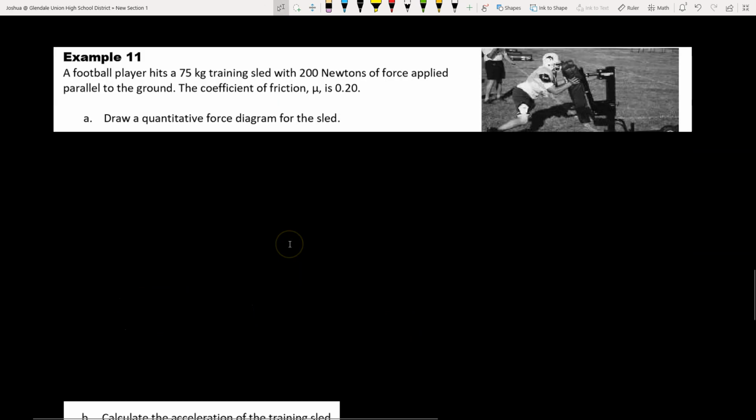All right, example 11, the last one on these examples. It's a three-parter, but it's kind of breaking it down step by step. So there is this thing right here. At this point, we were supposed to have done this lab, but since I'm not there, we haven't done it yet. So here's all you really need to know.